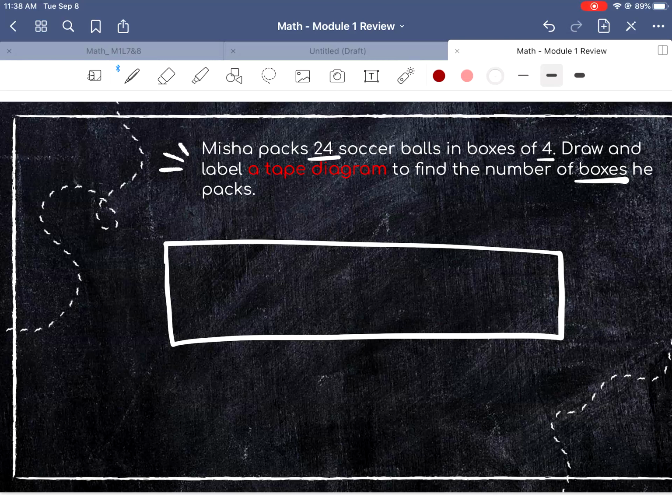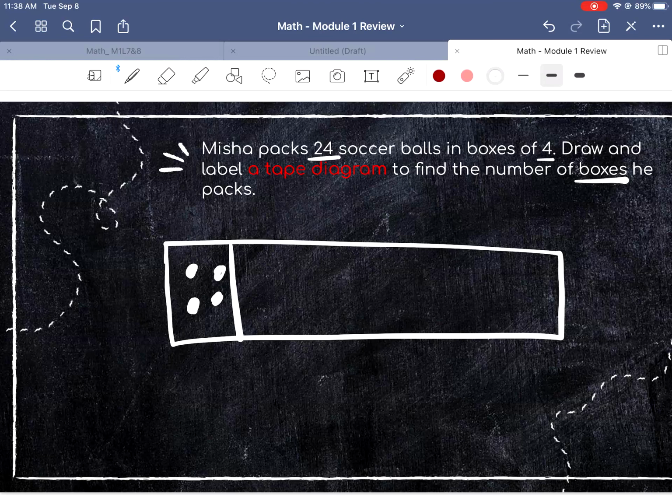So after drawing the rectangle, I usually go ahead and divide my rectangle, but I can't do that because that's the problem that I need to solve. So what do I do? For this question, I still begin with my big rectangle and I draw 4 soccer balls first.